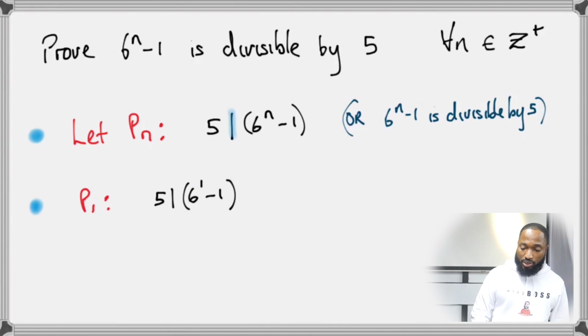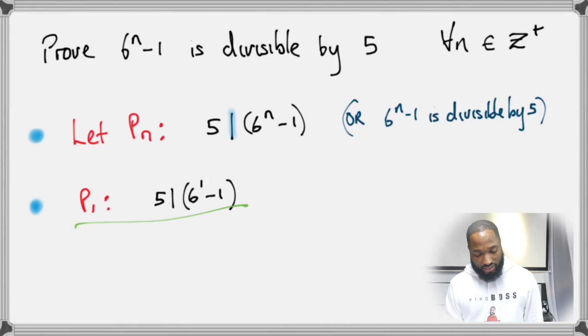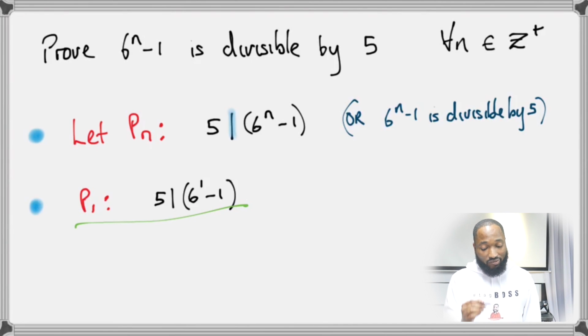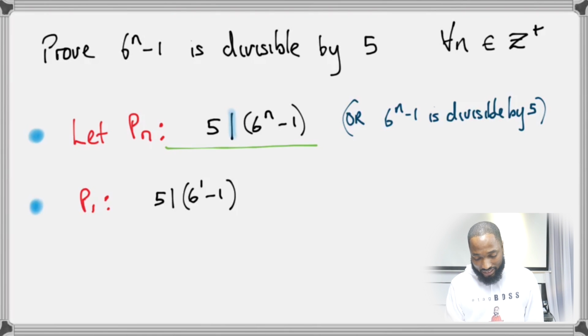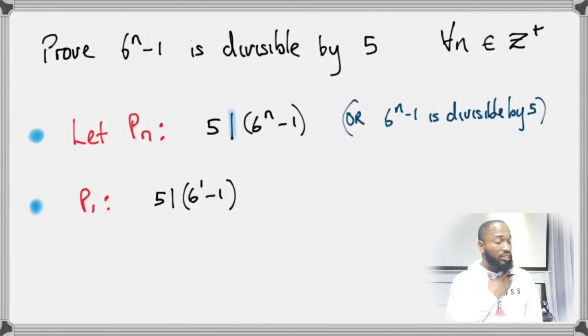All right, so Pn is the statement saying that 5 goes into 6 to the power of n minus 1, and P1 is checking the base value. For the n, we're going to put 1 there. 6 to the power of 1 is 6. Take away 1 is 5.